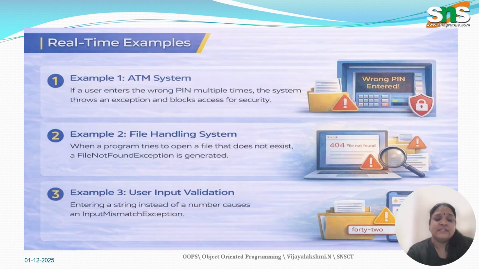What real-time examples I can say are the ATM system, file handling system, and user input validation. If you go to an ATM machine, and if you have given the code wrongly beyond 3 times, the fourth time you may not enter the correct pin. If you have entered it incorrectly for the fourth time also, the system will give you a notification as wrong pin entered. So this is also an exception.